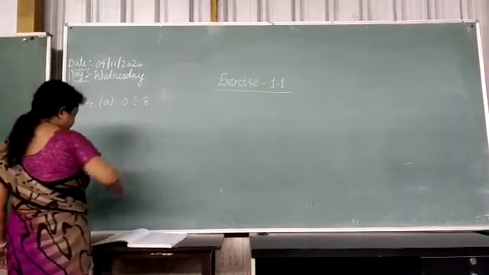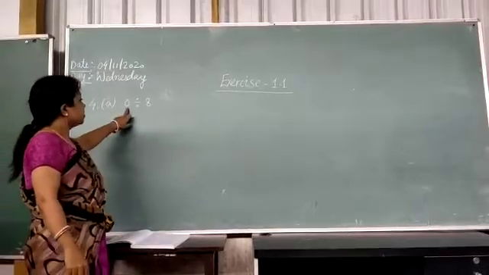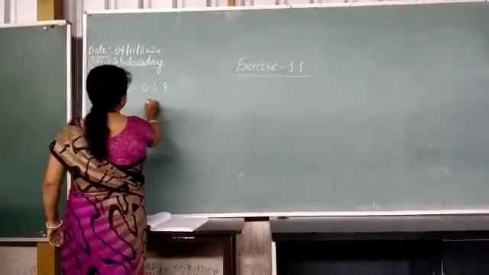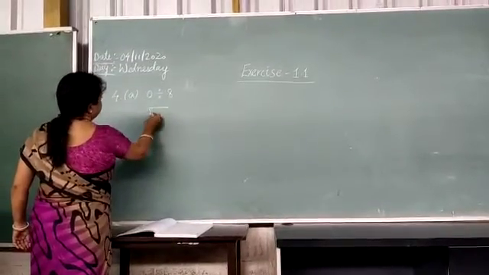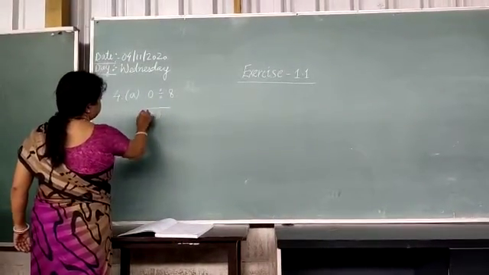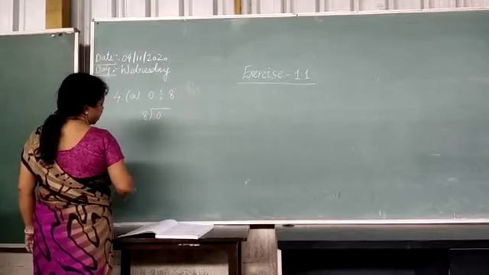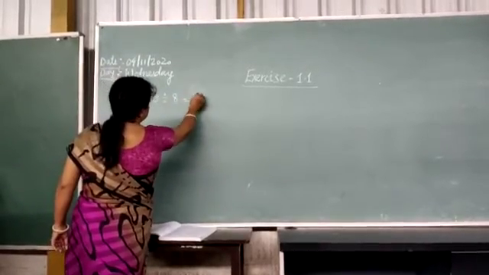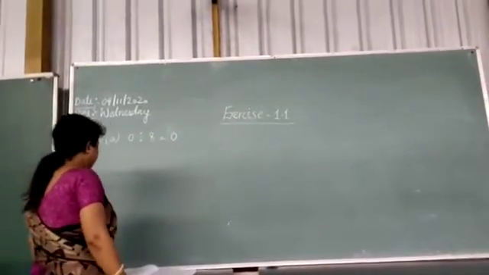So we know that when we divide 0 by 8, what will be the answer? The answer will be 0 only, right? So here the answer is 0.